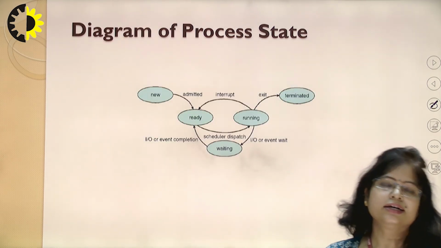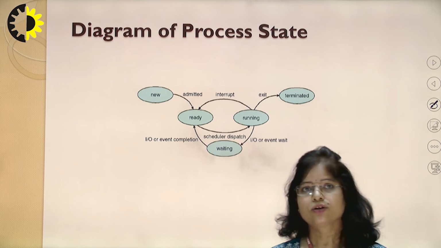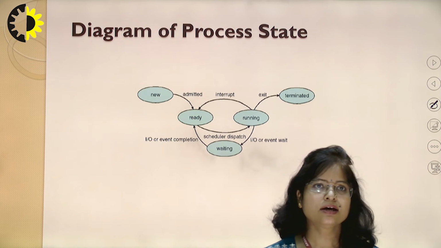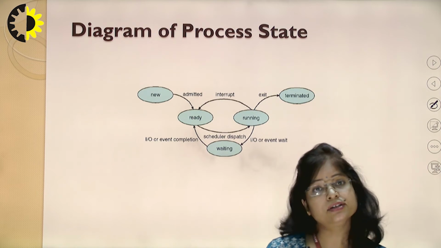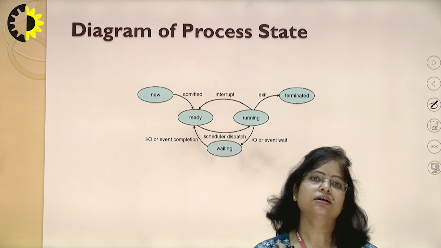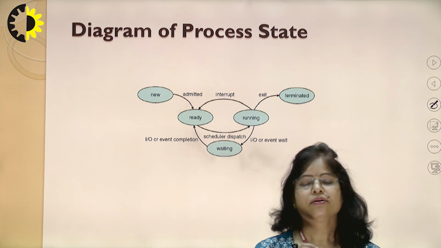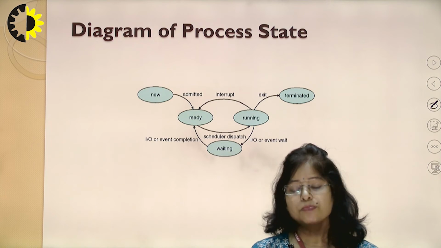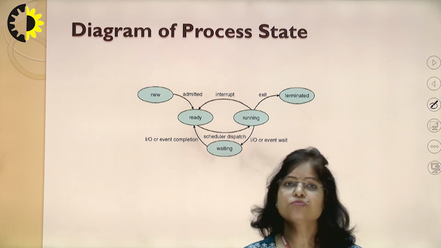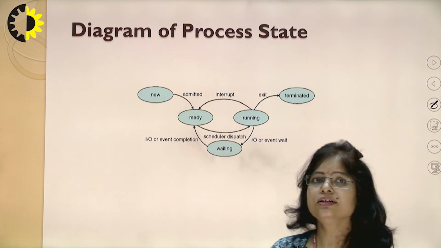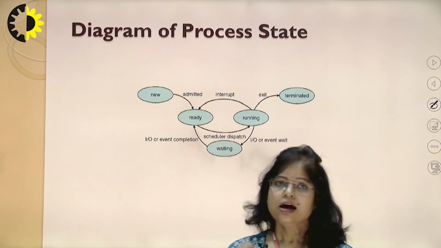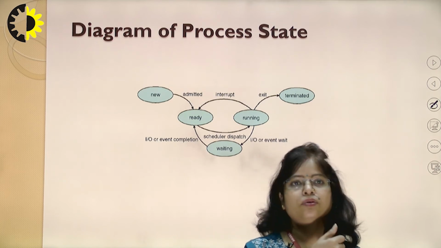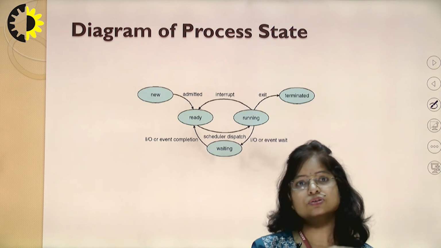So this is the diagram of a process that goes through different states. The first state is the ready state. When a process is admitted into the memory, it is in the ready state. And when a process is assigned some CPU or processor, then it goes into the running state.